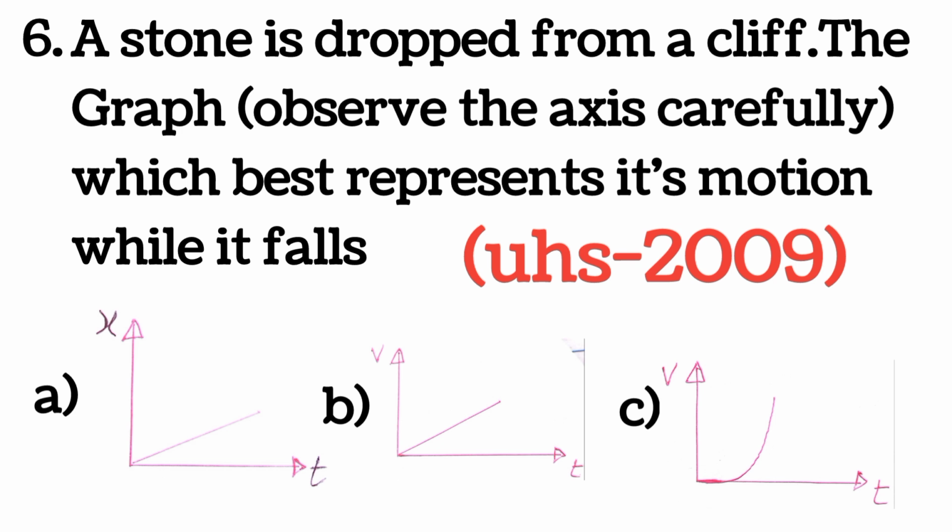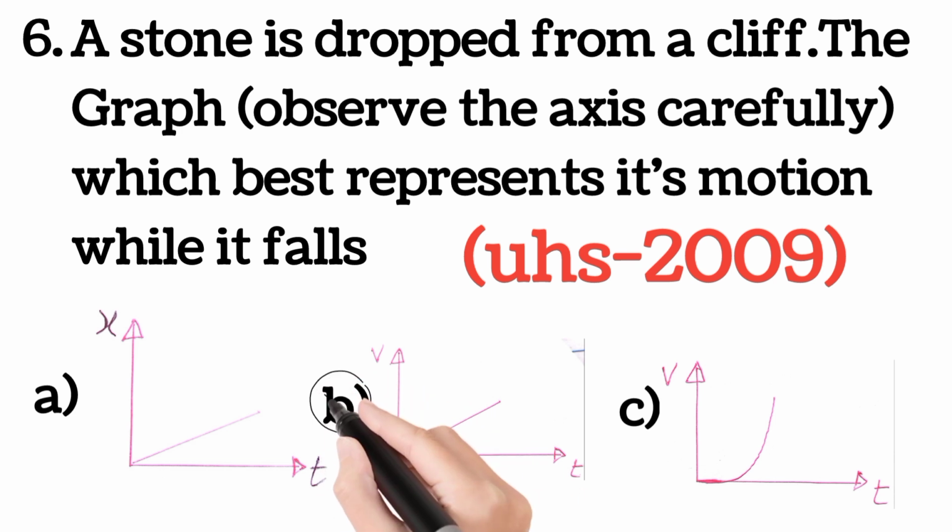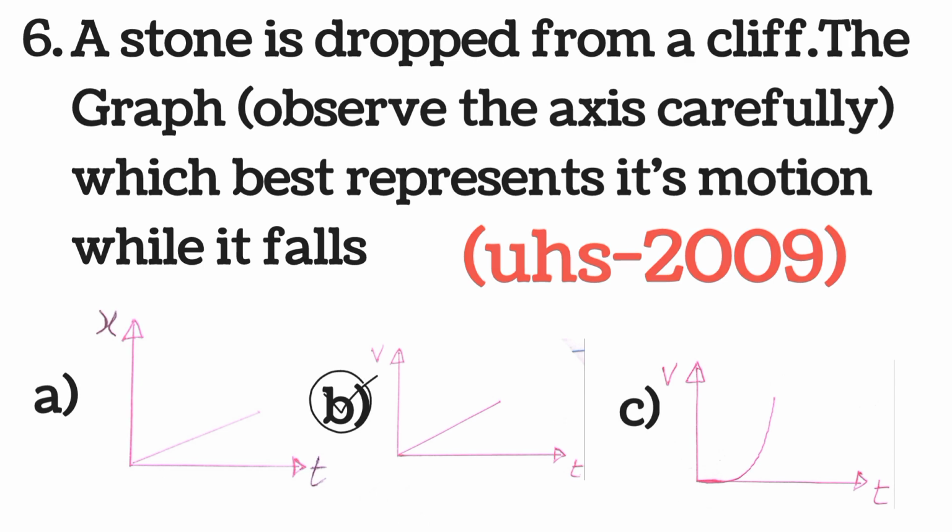If we observe all these graphs, in the first graph the slope is the velocity of the stone, and in the B option the slope of the graph is acceleration. In the C option the slope of the graph is also acceleration. The correct option is B.